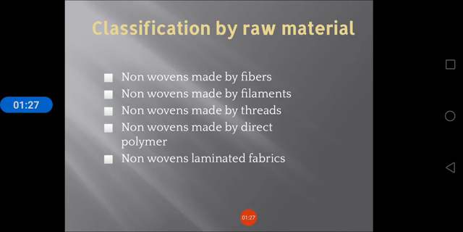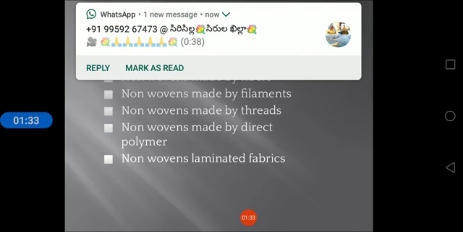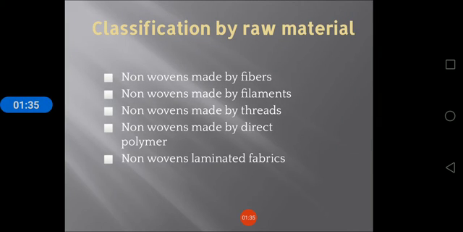Classification by raw material. Nanowinds are classified by raw material: first of all, nanowinds made by fibers, nanowinds made by filaments, nanowinds made by threads, nanowinds made by direct polymer, and nanowinds made by laminated fabrics. This is the one classification by raw material.